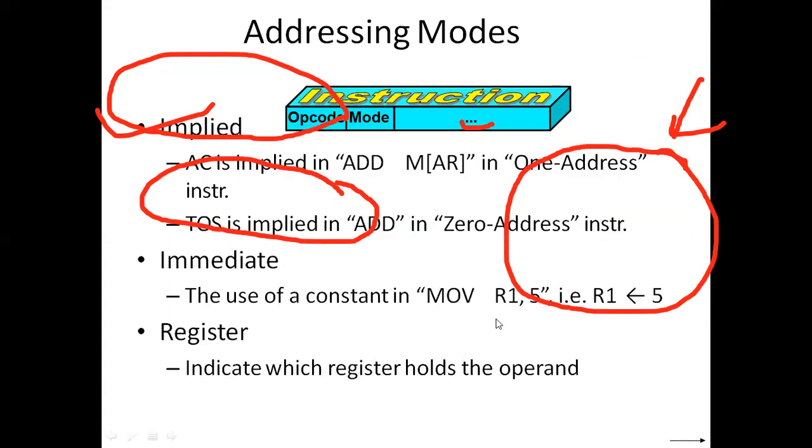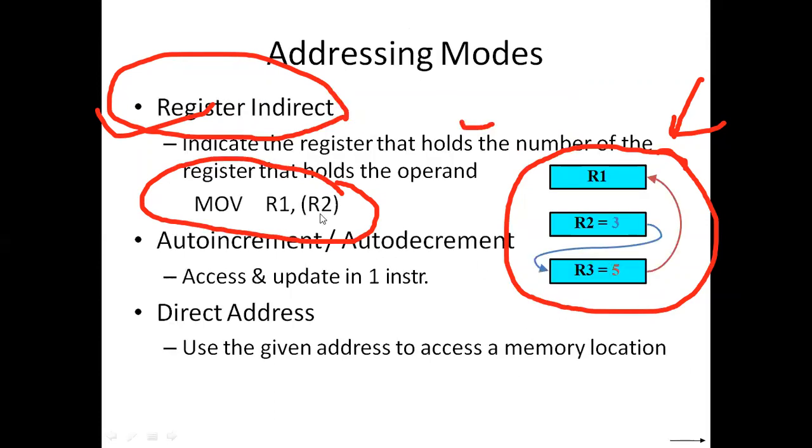Okay, and in the register case we directly indicate the register, but now we are considering this one because this R2 is having the value of 3. And what is 3? 3 is the register number. Don't consider it as the value. 3 is the register number where the exact operand value is stored.